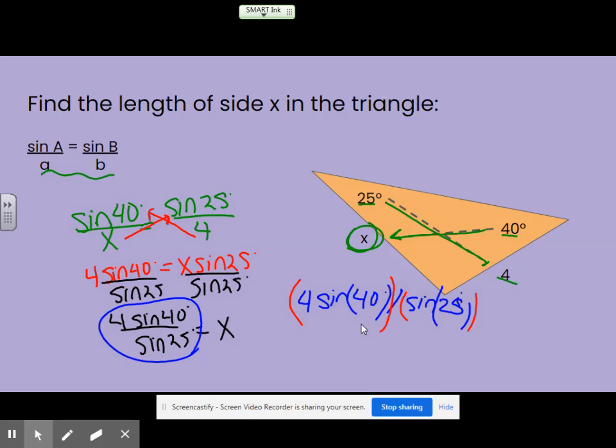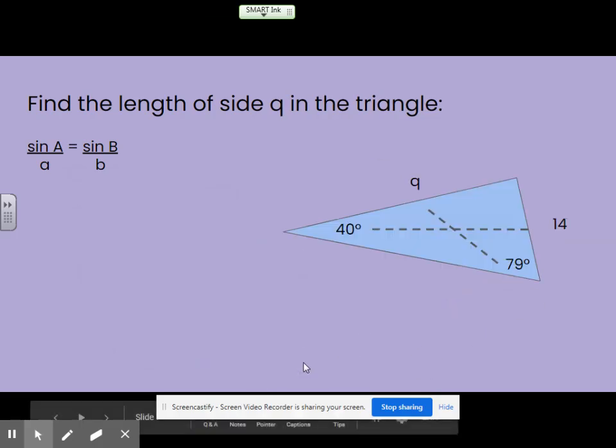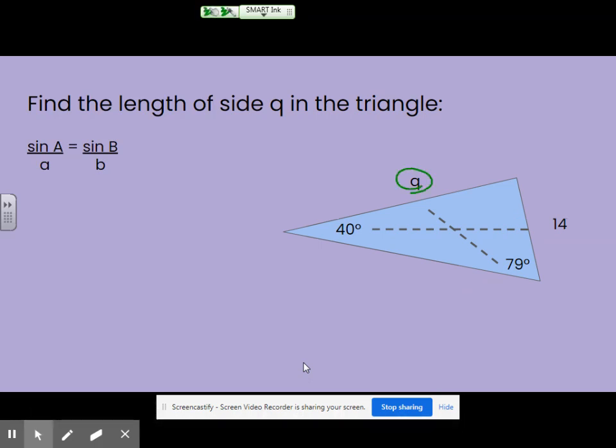All right, that's one example. Let's try another. One day I'll learn how to erase this. Okay, same idea, different triangle, different numbers. I want to find the side length of Q now. Same as before, I'm going to set up my angles, sines, sides, etc.